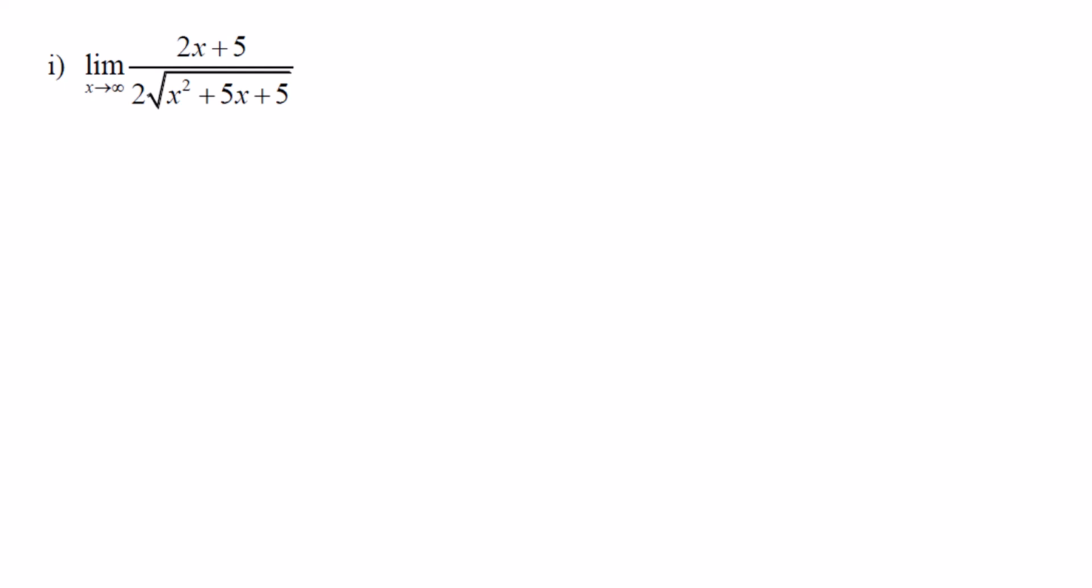As we look at this limit, as x goes to infinity, the top is going to go to infinity and the bottom is going to go to infinity. So we have the indeterminate form infinity over infinity, so L'Hopital's rule would apply. So let's go ahead and use L'Hopital's rule. So we have the limit as x goes to infinity. We need to take the derivative of the top, that's 2.